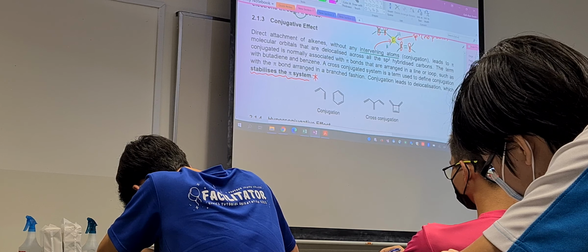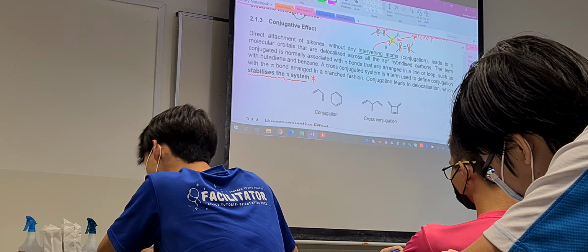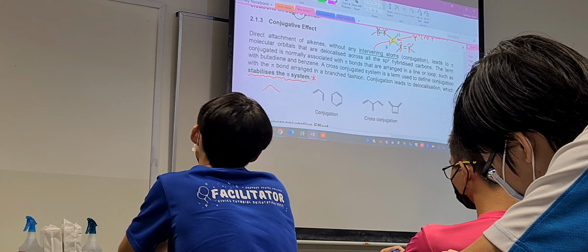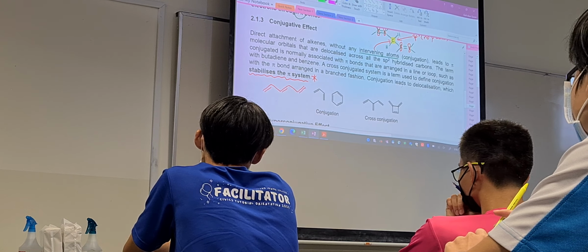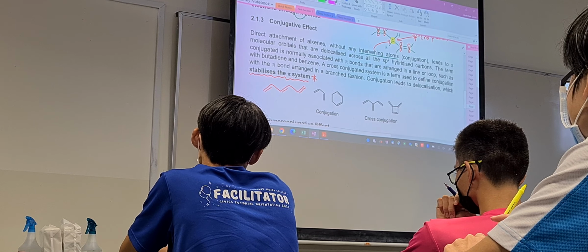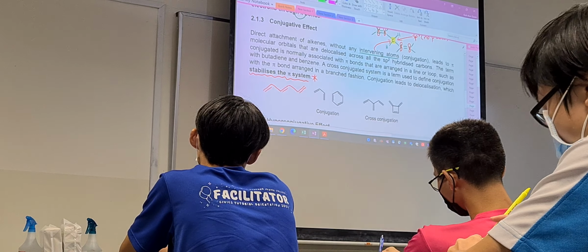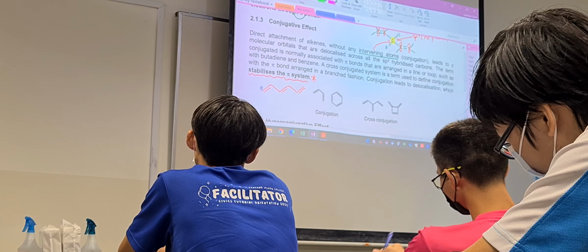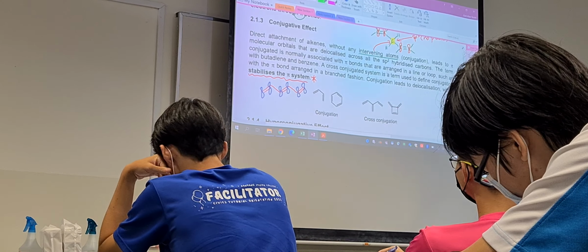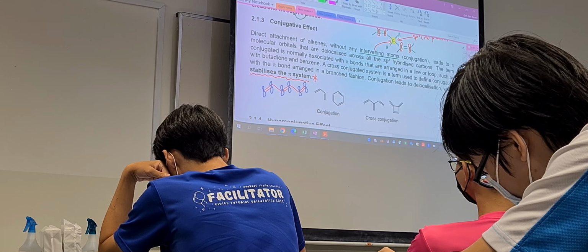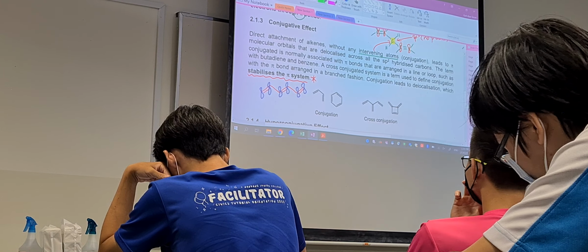So other examples would be, you can continue drawing on and on, right? No matter how long your carbon chain is, as long as your double bond and single bond alternate each other, there will be conjugation. You notice that all these carbons here have p orbitals, are sp2 hybridized, and are adjacent to each other, so conjugative effect can happen. Okay, it stabilizes it.